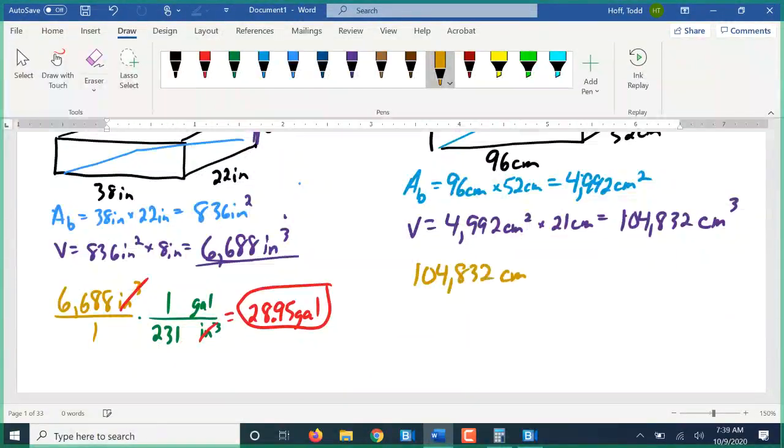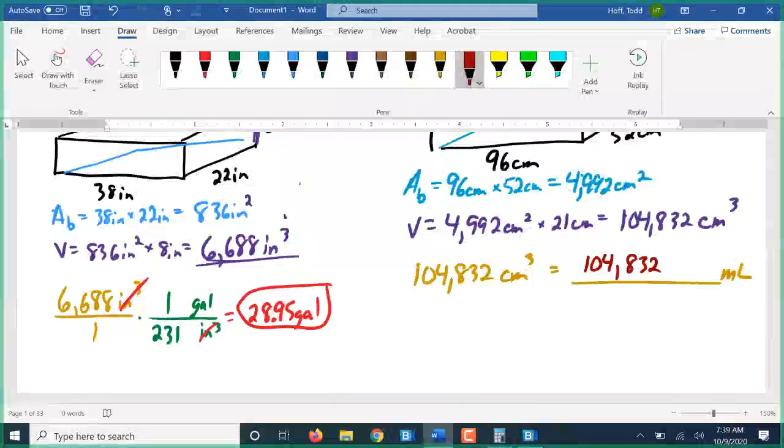Because 104,832 cubic centimeters, if I'm converting that to milliliters, 1 cubic centimeter equals 1 milliliter. That's 104,832 milliliters. There's no conversion to make. A cubic centimeter and a milliliter are the same thing. If you look at motorcycle engine ratings and even some medications, they give it in cc's. A cc is a cubic centimeter. So that is a milliliter.